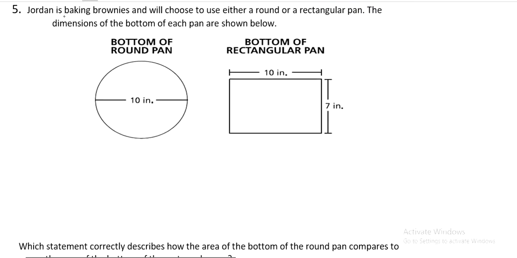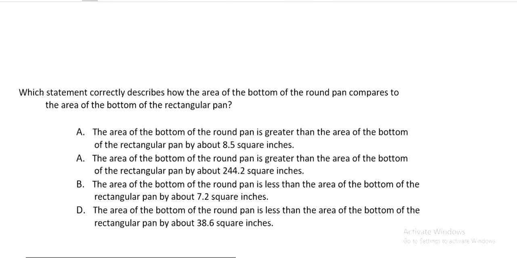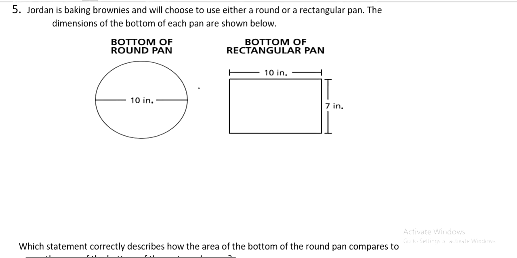All right, last one. Jordan is baking brownies and will choose to use either a round or rectangular pan. The dimensions of the bottom of each pan are shown below. We have the bottom of a round pan and the bottom of a rectangular pan. Which statement correctly describes how the area of the bottom of the round pan compares to the area of the rectangular pan? So they are talking about the area of each of these. Let's go ahead, let's find the area of each of these.